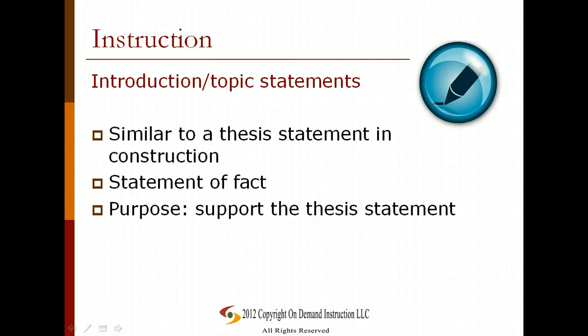Now let's take a look at our introduction topic statements. These are fairly similar to a thesis statement in the way that they're constructed. They're a statement of fact, so you don't want to have opinion there, you just want it to be fact. And their purpose is to support the thesis statement. So they have a similar purpose throughout all of your paragraphs.